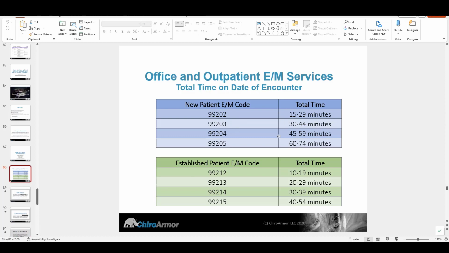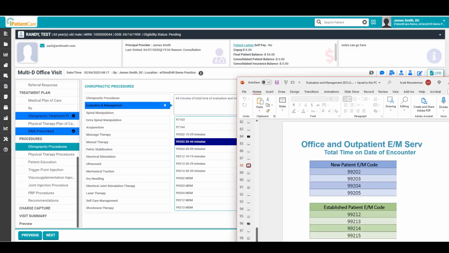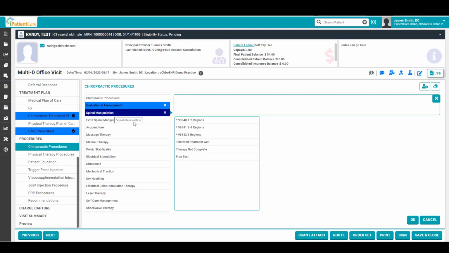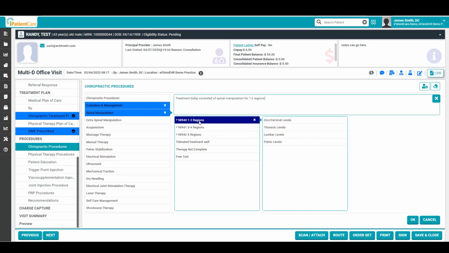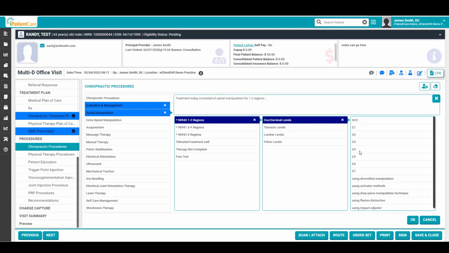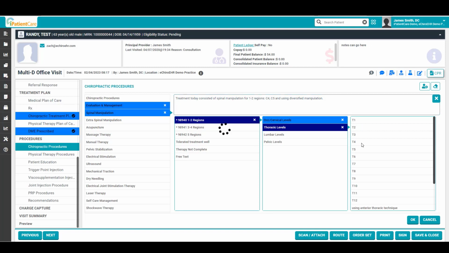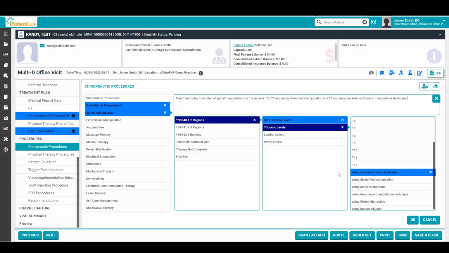And so as we look at those time elements for new patients and established patients, you'll see within the system we have that outlined for you so that you make the correct selection for coding purposes. In addition to that, you'll see that this code later on in charge capture will be available for code extraction. Next, we're going to go ahead and select spinal manipulation. And we did 1 to 2 regions. And now we would go ahead and document what we did on that particular patient for that day and what regions were adjusted or manipulated.